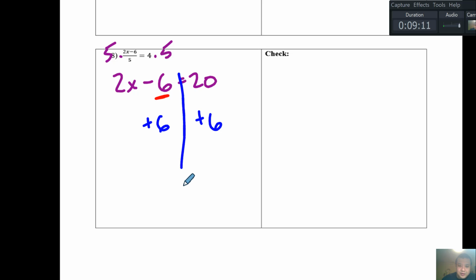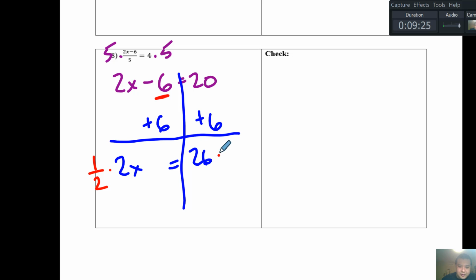Draw the line down the middle so that we can distinguish that. We get 2x equals 26. Multiply both sides by the reciprocal of the coefficient, so we're multiplying both sides by 1/2 times 1/2. So therefore x equals, cross cancel, this 2 goes into 26 13 times, x equals 13.